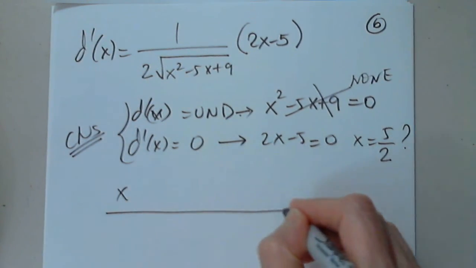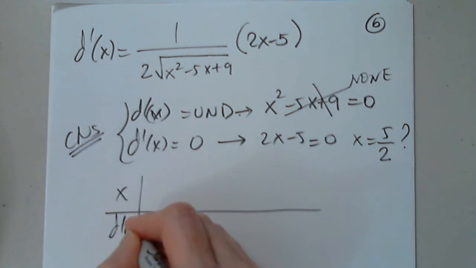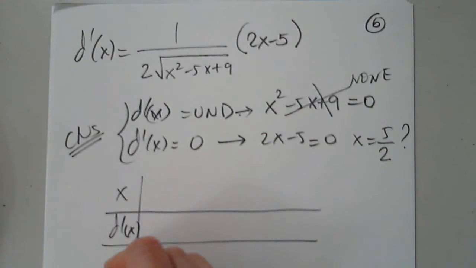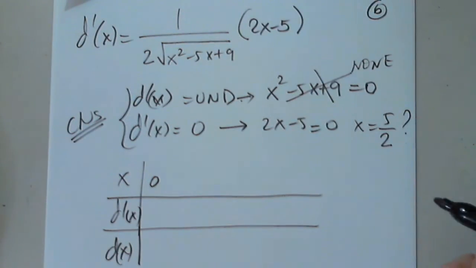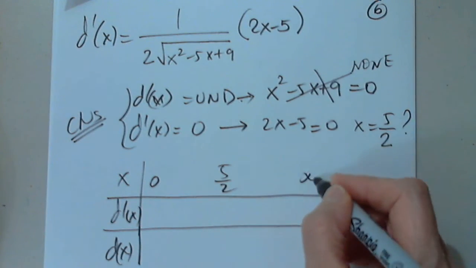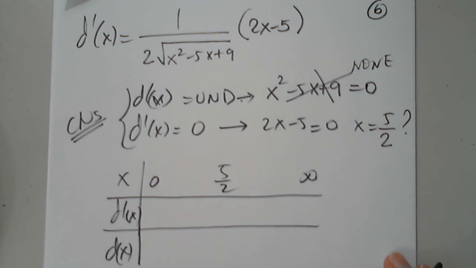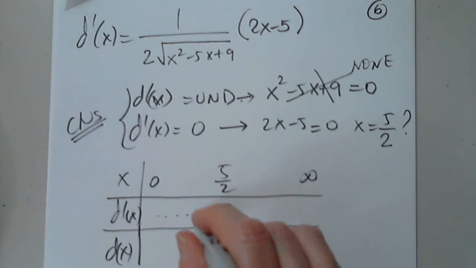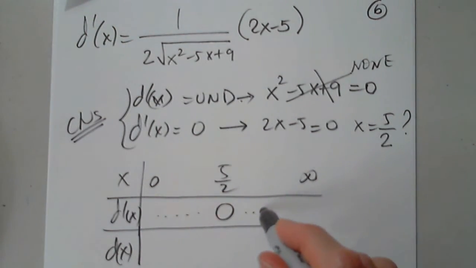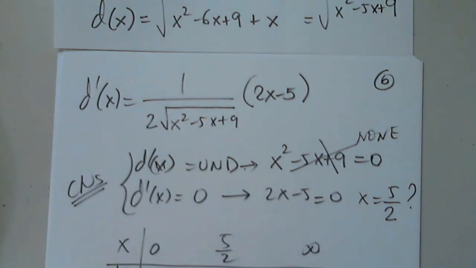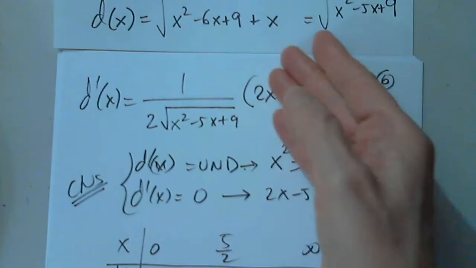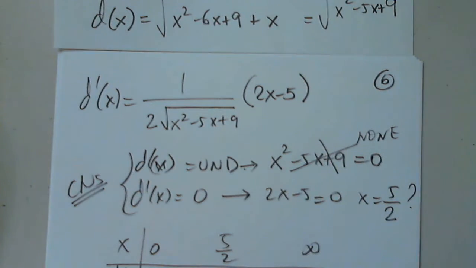So then x, d prime of x, and d of x. So 0, 5/2, infinity. I need the sign before 5/2, and I need the sign after 5/2. The first derivative. Which piece of this you will not even bother with, because it's always positive.